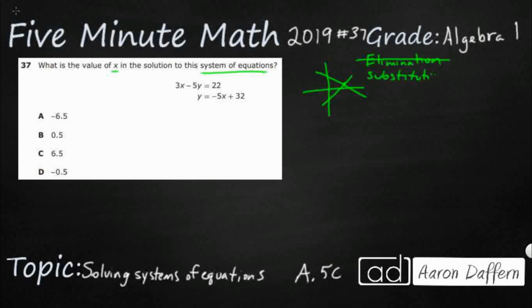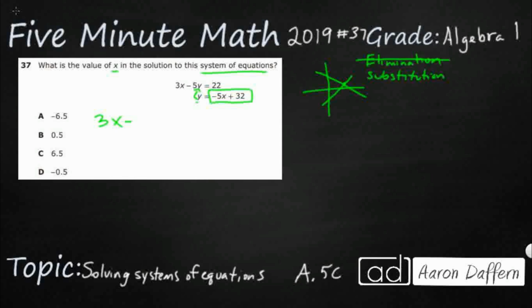And that's because look what they've given. They've already solved for y. They've already told us here that y equals, then we've got this negative 5x plus 32. So what we're going to do is we're simply going to substitute. Since it is a system of equations, we're going to substitute this into this equation. Watch what happens when we do that.